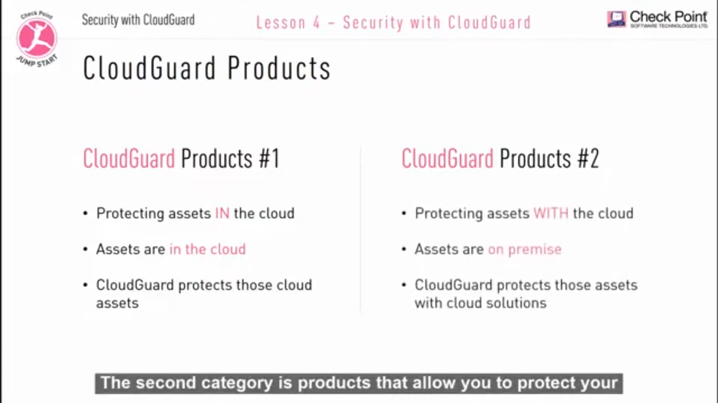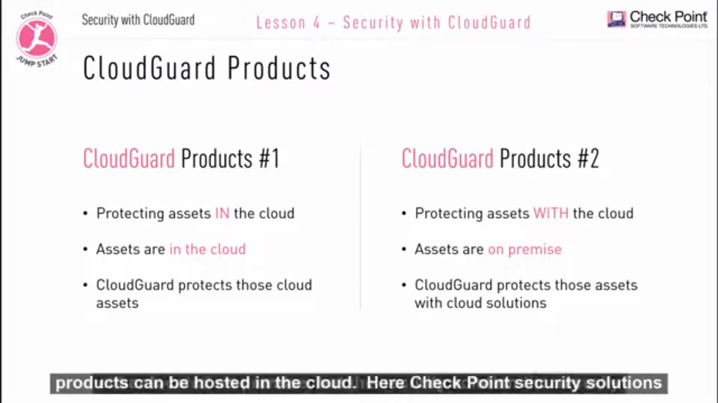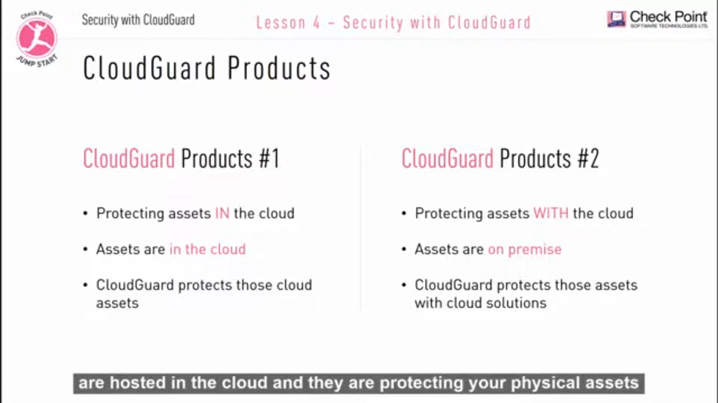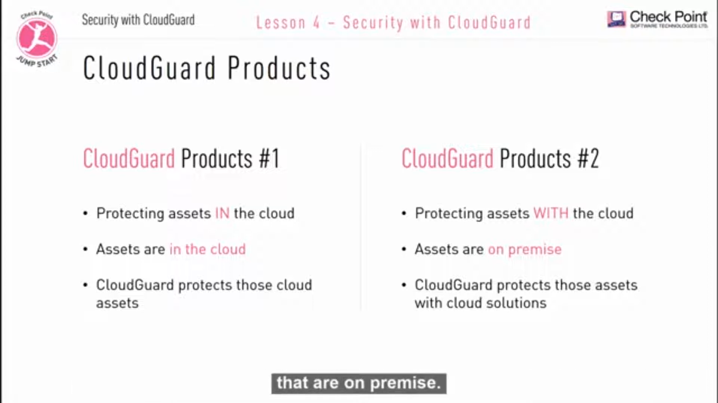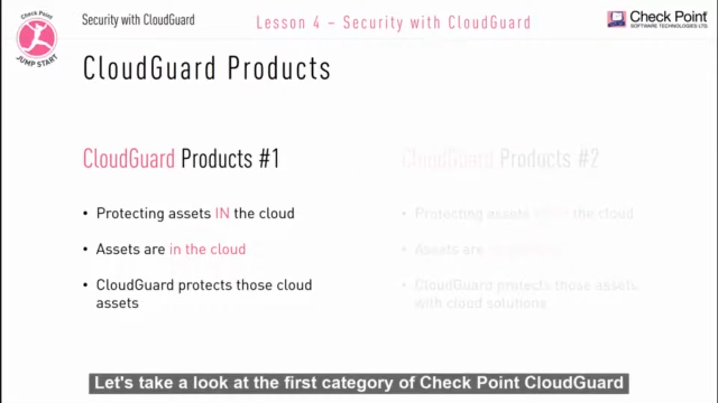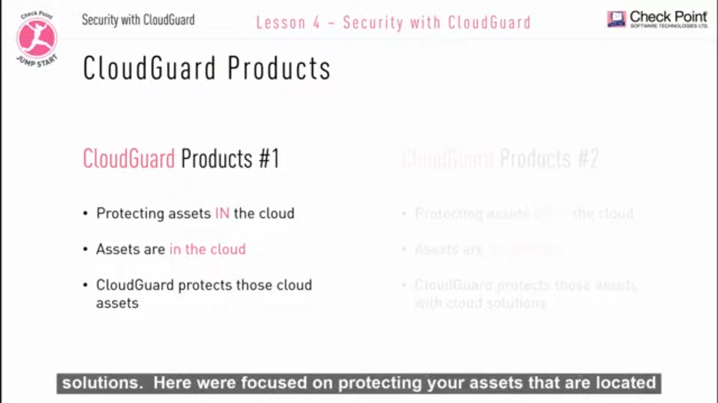The second category is products that allow you to protect your physical assets that are located on-premise. These assets are located on-premise, but the security solution, the security products, can be hosted in the cloud. Here, Checkpoint Security Solutions are hosted in the cloud, and they are protecting your physical assets that are on-premise. Let's take a look at the first category of Checkpoint CloudGuard solutions.